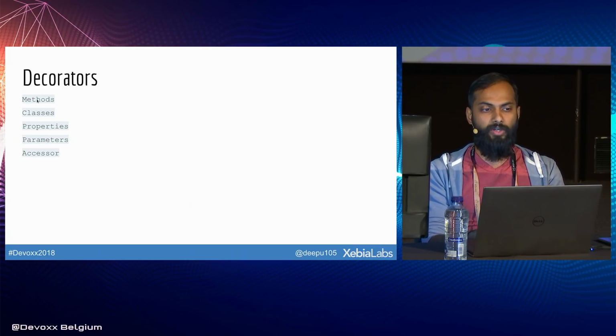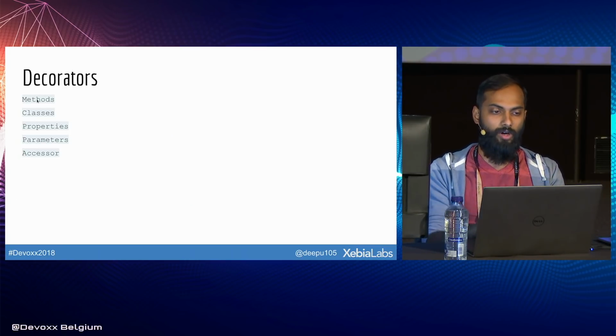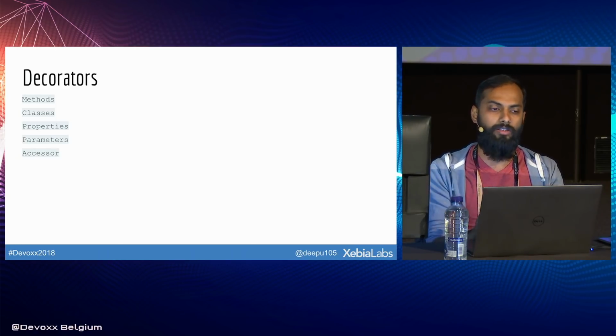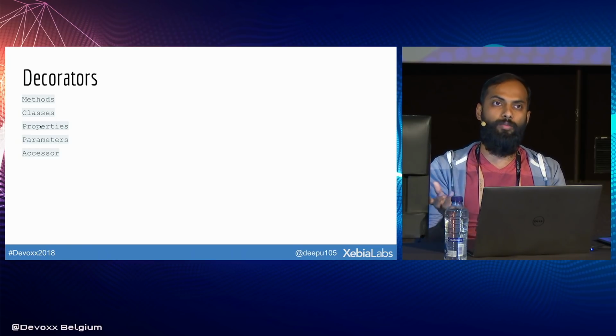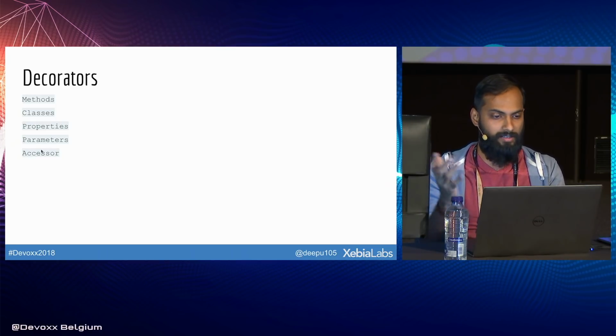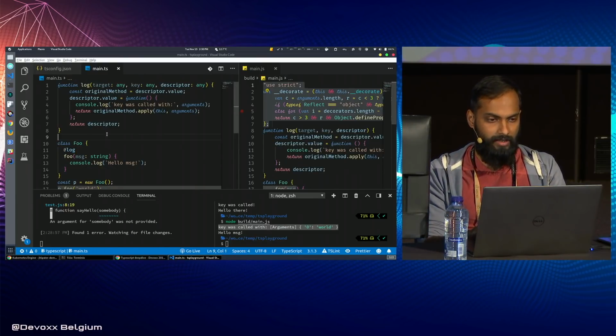There are also decorators on methods, which we saw. You can do it on classes, which means you can have a class level decorator. This is what you would have seen a lot in Angular, also method level, but more class level ones. You can have it on properties, which can be used to, for example, initialize or manipulate properties. You can have it on method parameters. You can have it on accessors. So let's see another example.